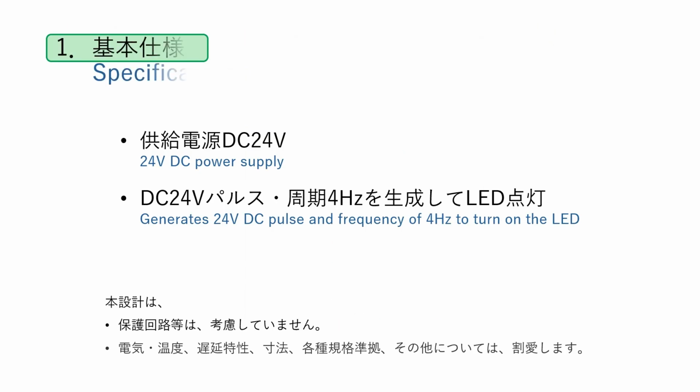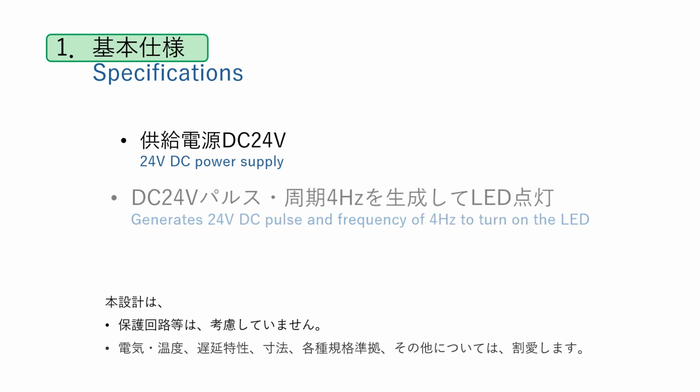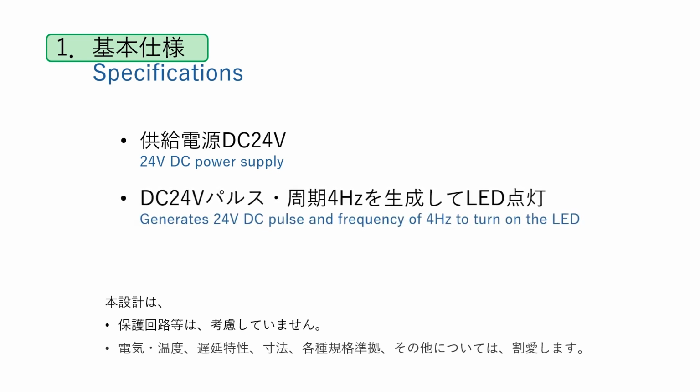1. Specifications. The power supply is 24-volt DC. It generates a 24-volt DC pulse with a frequency of 4 Hz to turn on the LED. There is no protection circuit. Electrical, temperature and delay characteristics, dimensions, compliance with various standards, and other details are omitted.